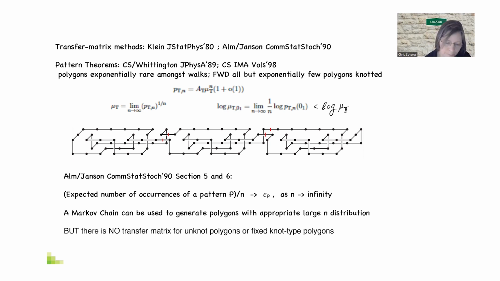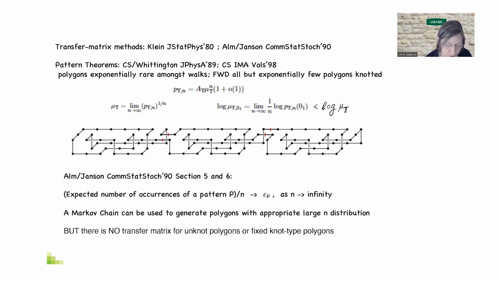Well, then that's still a problem. So suppose I fix the knot type to be the unknot. There's no transfer matrix for unknot polygons. Whether something is unknotted or not is not a local property, it's a global property. So I can add patterns, but until I know what the whole thing is, I don't necessarily know whether I have an unknot or not. And so there's no transfer matrix.